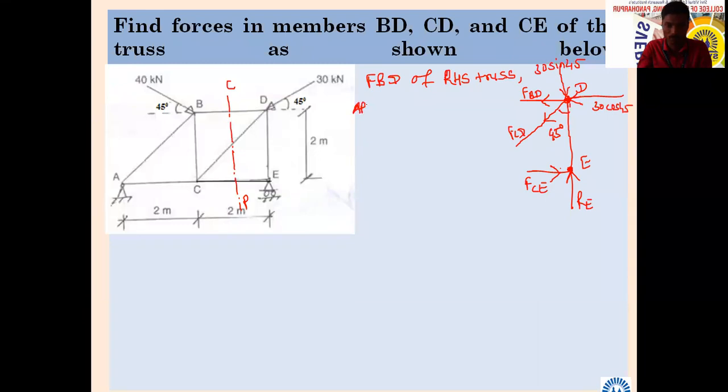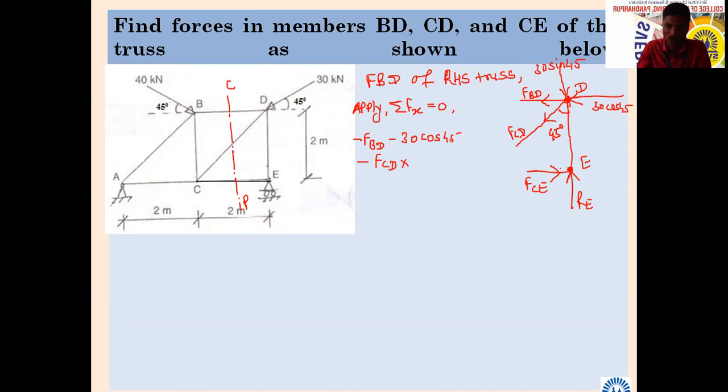So apply summation Fx equal to 0. Tell me now, which equations will come? FBD, whether it will come minus? It will come minus. Okay, FBD. What about 30 cos 45? Minus, okay, minus 30 cos 45. Then what about this FCD force? Again, it will come minus. Minus FCD into.